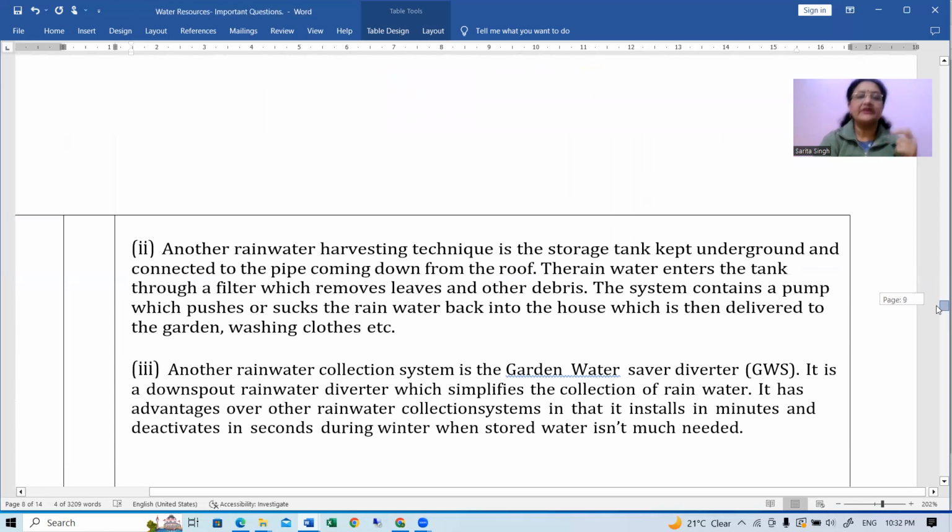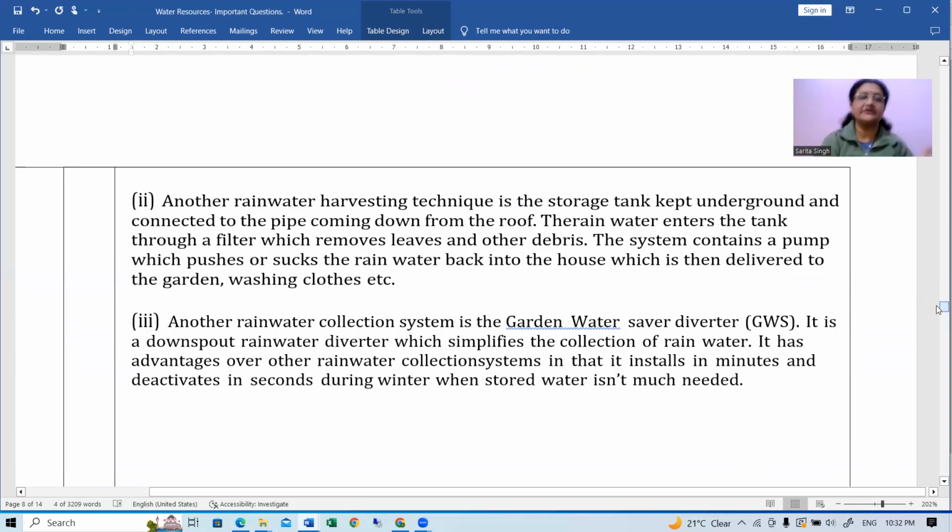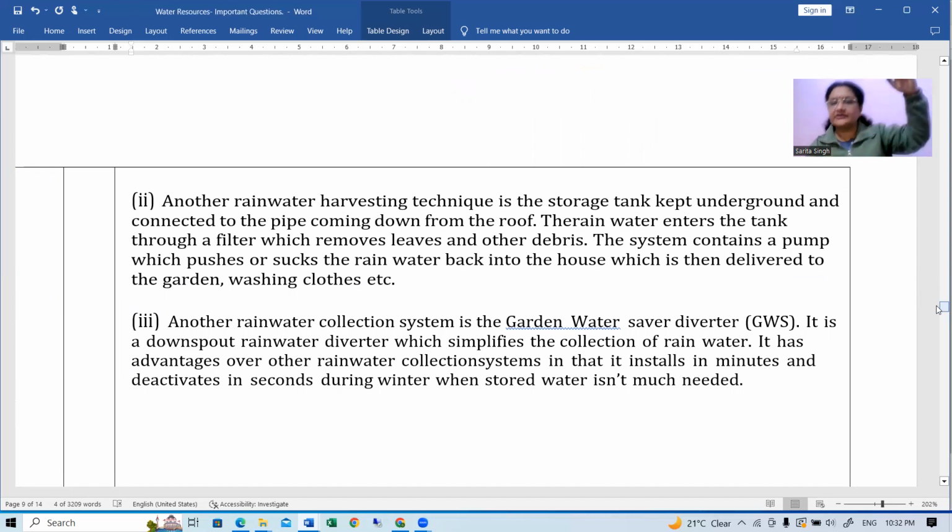Next, another rainwater harvesting technique is the storage tank kept underground and connected to the pipe coming down from the roof. In that tank, a filter is attached at one end of the pipe, and through that, water comes down. In this way, any leaves or unwanted matter coming along with the water is filtered at that level. Now, this collected water is used for different purposes, and the system contains a pump which pushes the rainwater back into the house, which is then delivered to the washrooms, toilets, garden, and washing clothes and all.